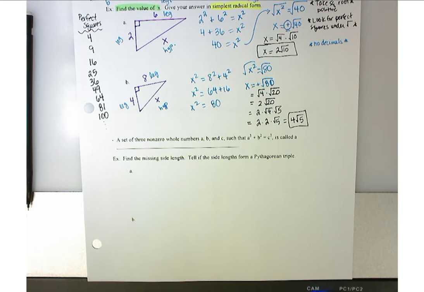Now, another way you could do this is you could find the largest perfect square. So maybe when you divide, you notice when you do 80 divided by 4, you get 20.